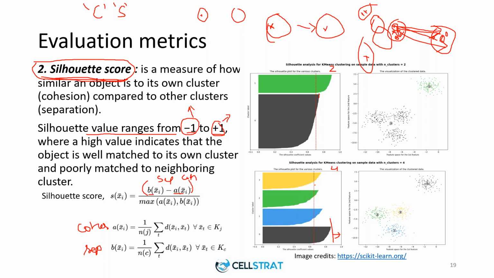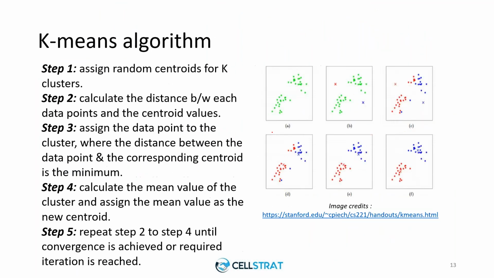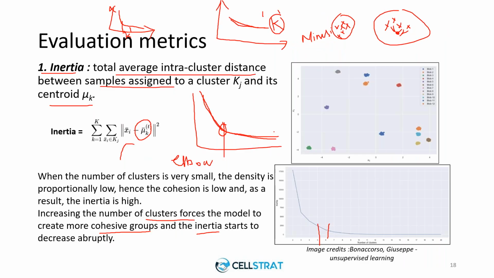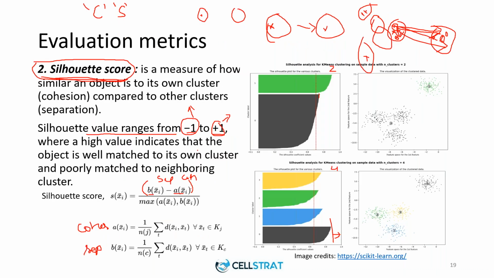So if you can understand separation and cohesion, then you can understand most of these evaluation metrics since they are dependent on them. As I was telling, if the separation is very high, you will ensure that the data point belonging to one particular cluster has no chance of belonging to some other cluster.